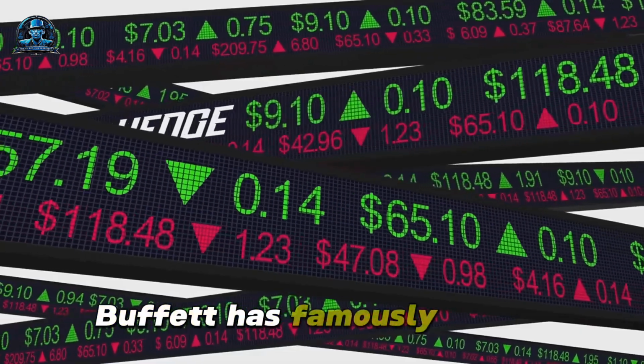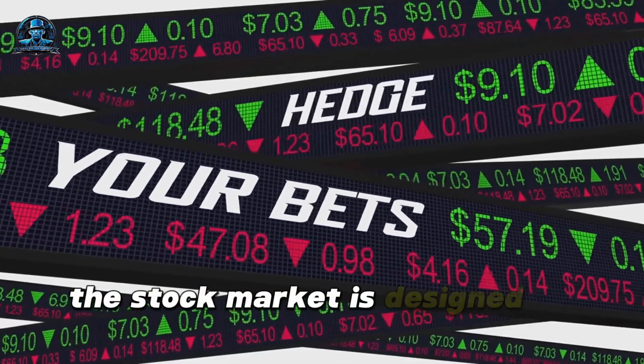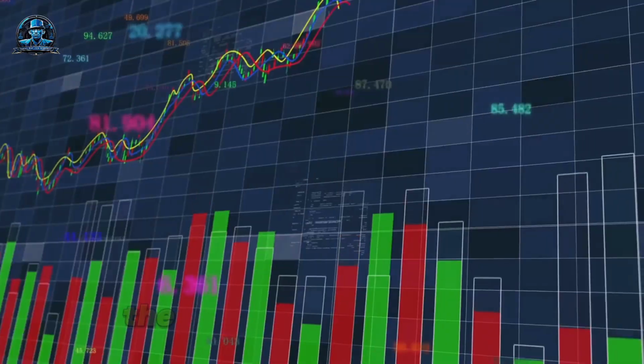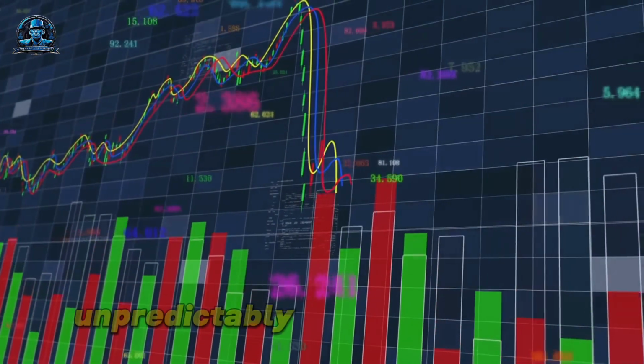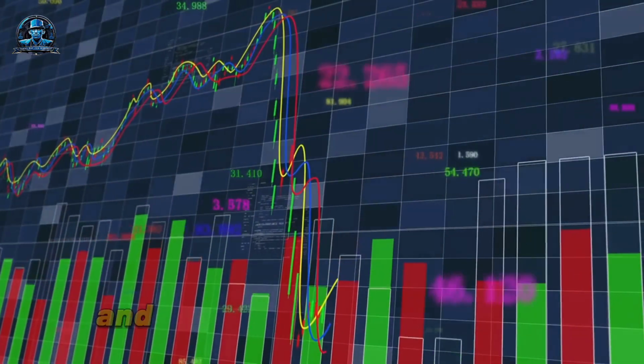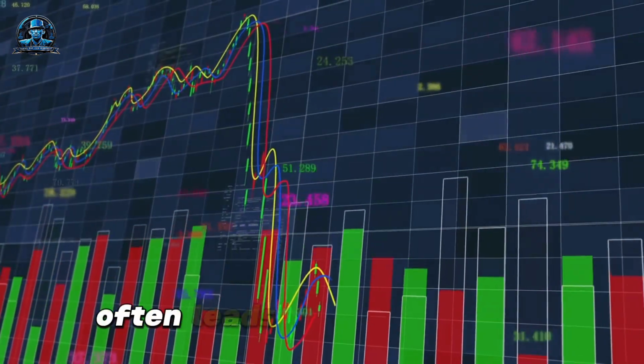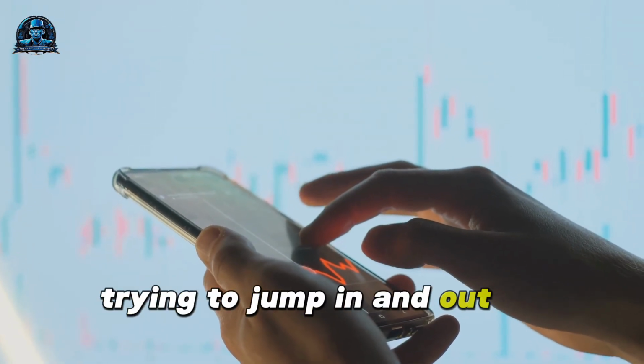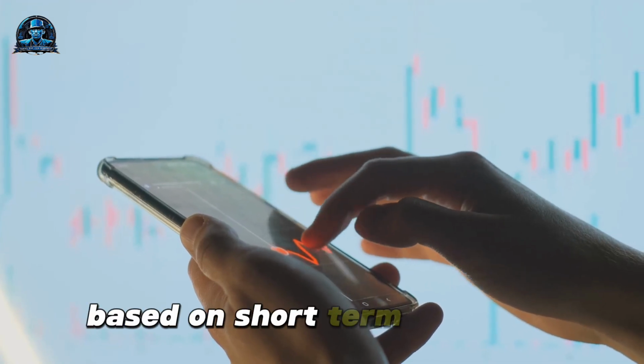Buffett has famously stated, "The stock market is designed to transfer money from the active to the patient." The market can fluctuate unpredictably in the short term, and reacting to these swings often leads to poor decisions. The danger lies in trying to jump in and out of investments based on short-term volatility.